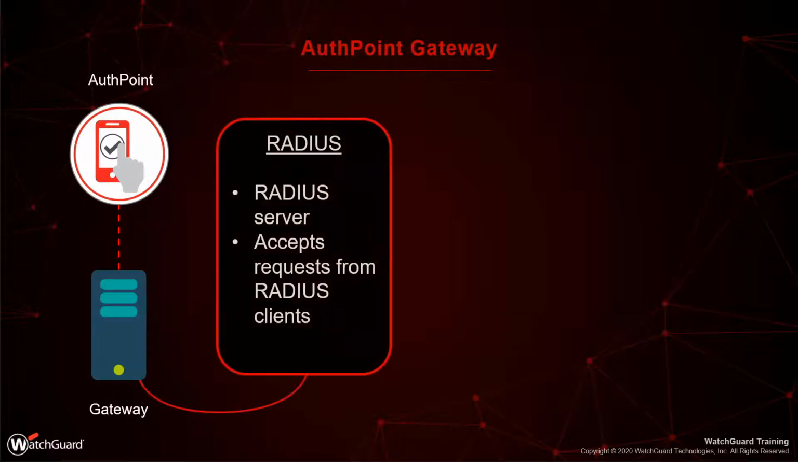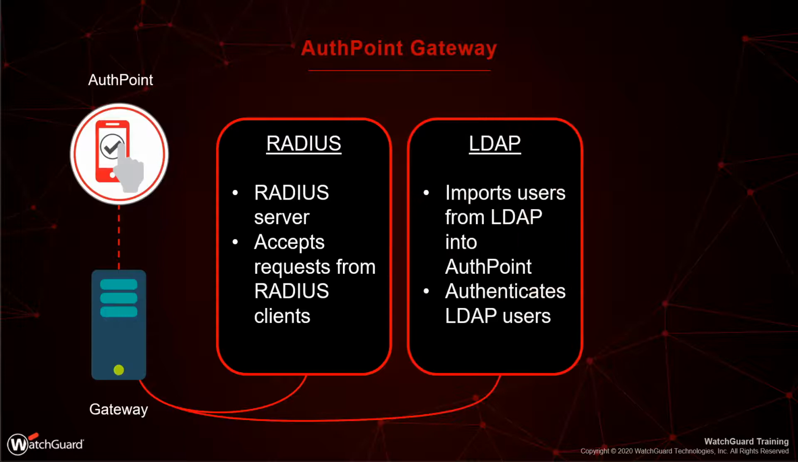The AuthPoint gateway hosts a Radius server so that Radius clients, such as a firewall, can authenticate users. This is commonly used to protect the logins to a VPN with MFA. The gateway does two things with Ldap or Active Directory. It enables AuthPoint to sync and import users from the Ldap database into WatchGuard Cloud, and it enables AuthPoint to authenticate Ldap users by sending their credentials to a domain controller via the gateway.